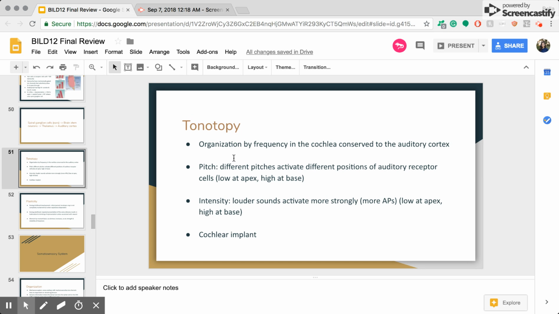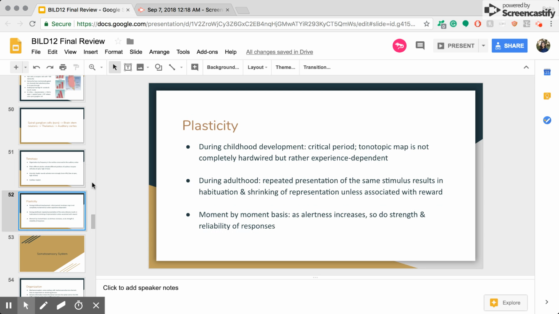And based on what we learned from tonotopy, this is how they developed the idea of cochlear implants, that you can manipulate what you hear if you can somehow have a device that really helps you. It uses electrical signals to fake the pitch and intensity for people who can't hear, so that it would still send the neural processing that you would hear then. So that's it for tonotopy.